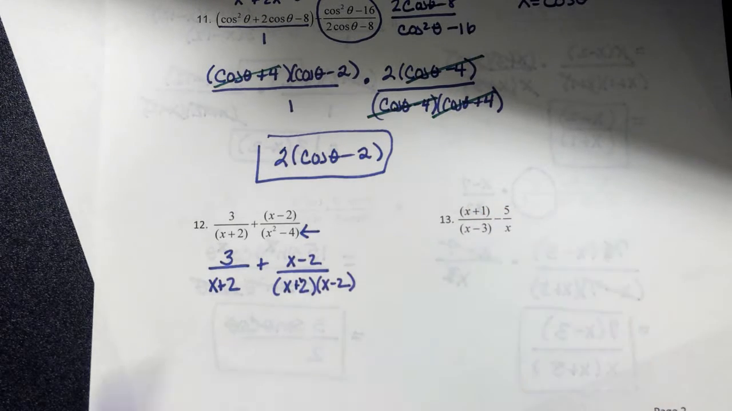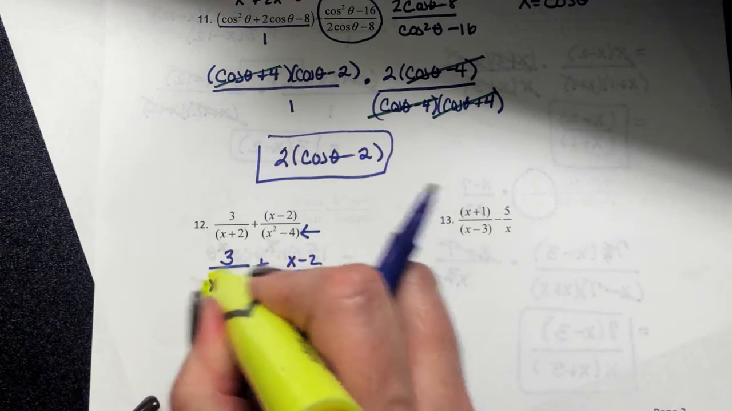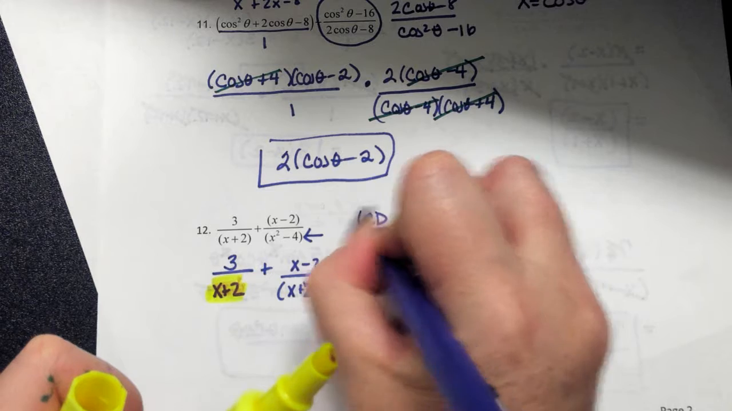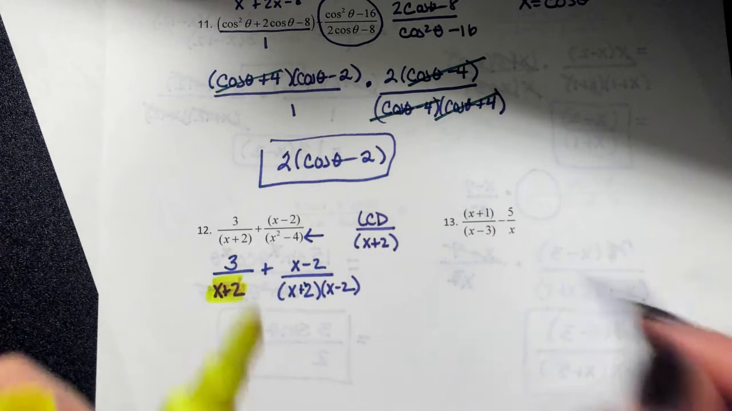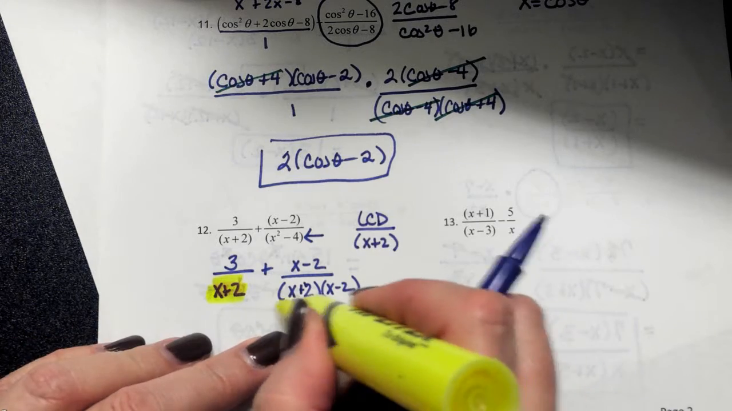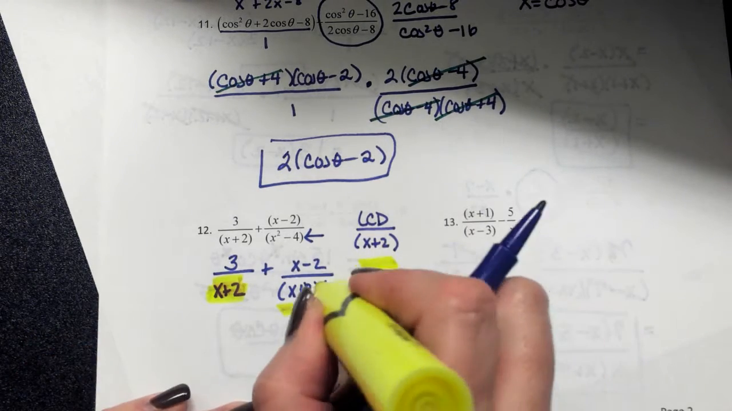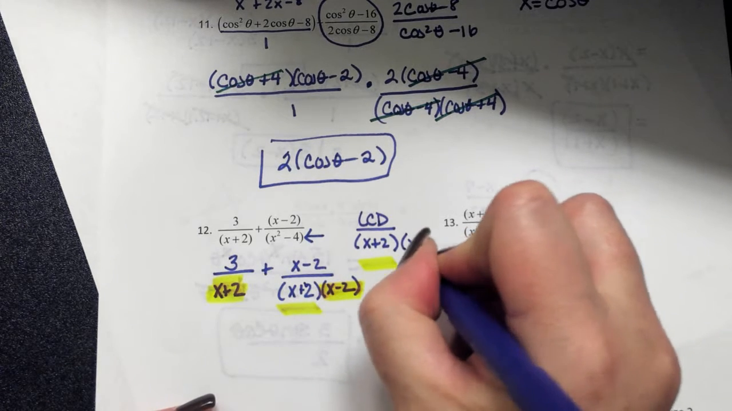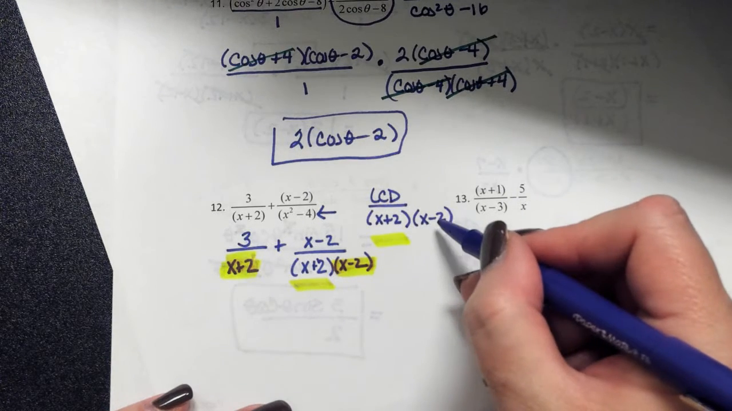So each different factor has to make an appearance in the LCD. Notice you've got an x plus 2 in the bottom of this fraction, so I know one factor in my LCD has to be an x plus 2. In the bottom of my second fraction, I already have the x plus 2, so I don't need to write it again. However, I do have a different factor, which is an x minus 2. So my least common denominator is going to be x plus 2, x minus 2.